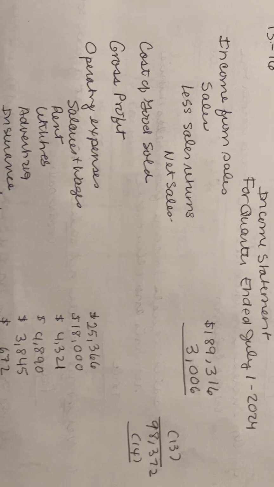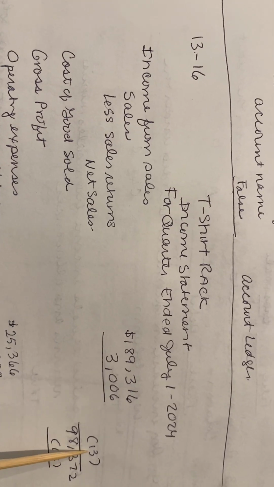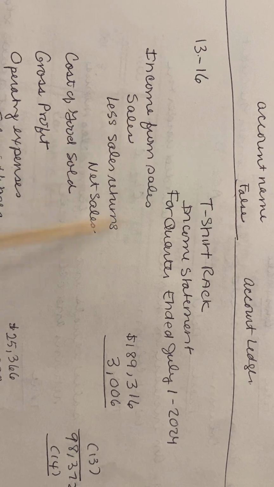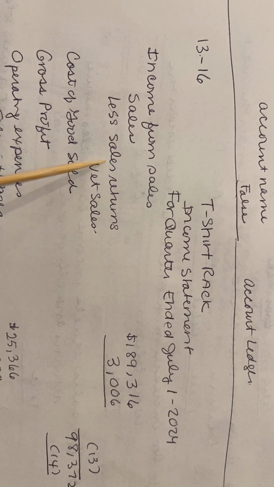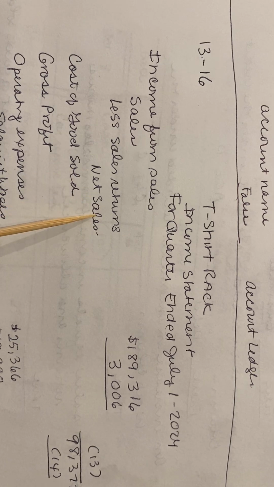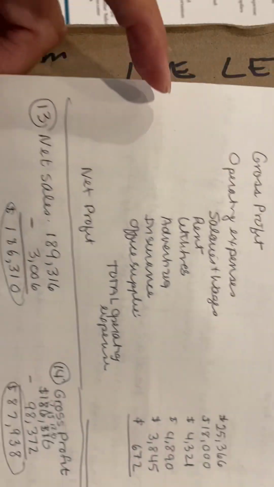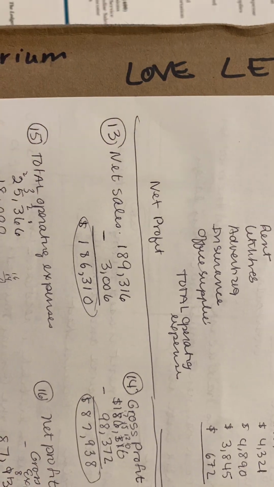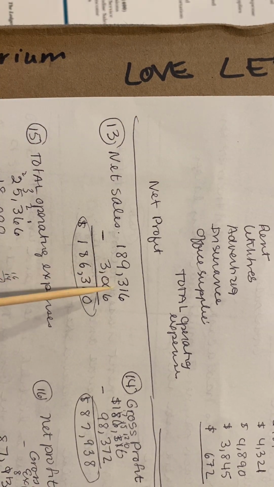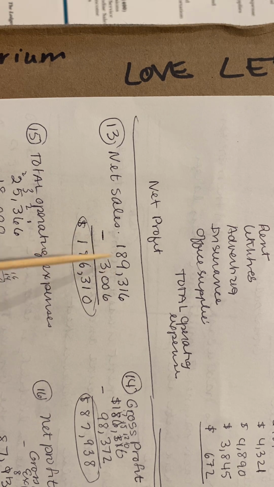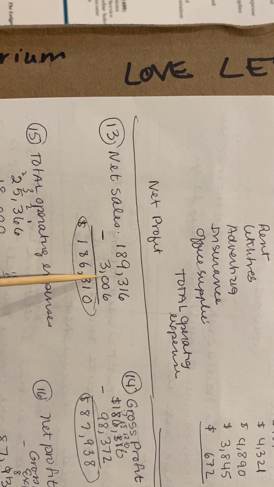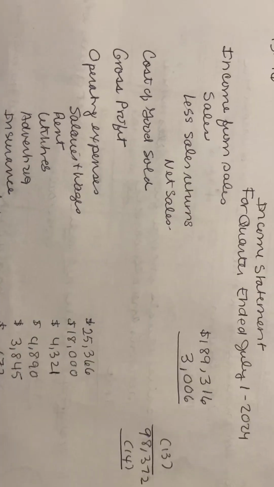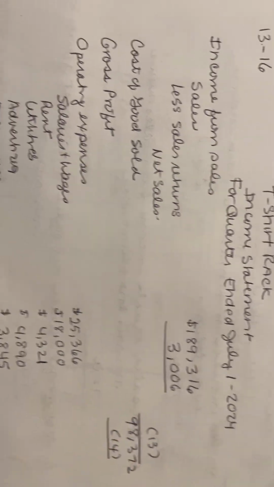So this first one here is number 13. So let's look up here, number 13. So we have income from sales. This is how much money we took in, and we have returns. So what's our net sales? So we're going to add this and this. So let's go down here. Net sales. So I added 189,316, and then I subtracted the returns, and I got 186,310. Make sure you show your work there. It's a subtraction. So this is going to be my answer that I'd write up here in number 13, which I didn't write in here, but you can just put the answer.